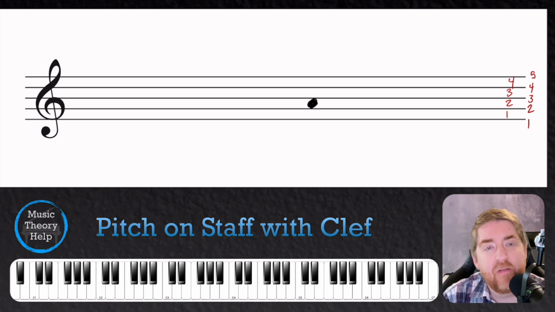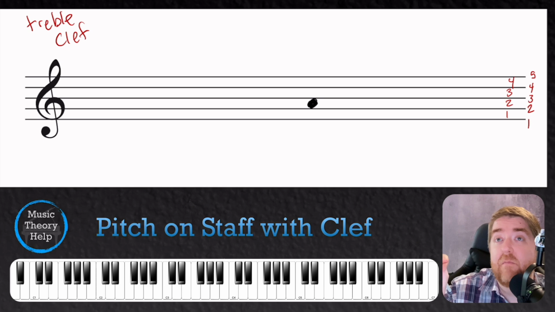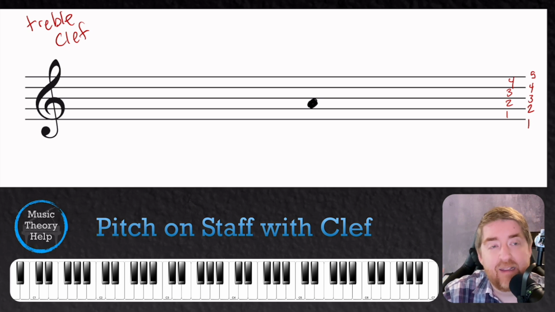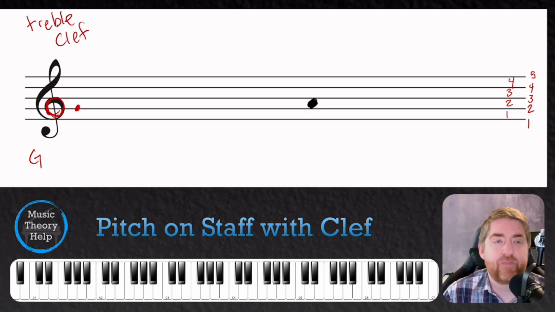A staff itself is not enough information to specify pitch. You have to have a clef, and that's what we have on the left side. This is a treble clef. It's used to notate higher pitched voices and instruments. It's also sometimes called a G clef, the reason being the circular part of the clef that circles the second line that is actually the pitch G. So the black note that's already written there, that is A.